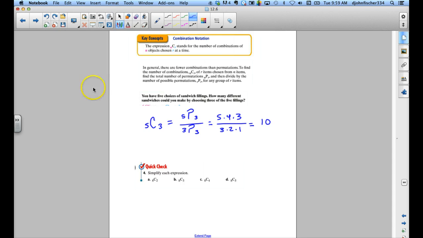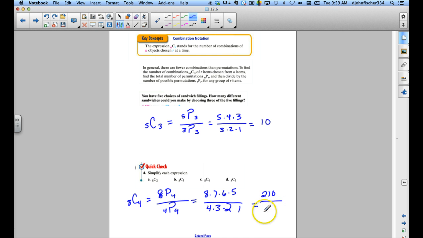I'm going to do one more down here. And let's just do 8, 4. So we got a combination, letter C here. 8 choose 4 could be written as 8P4 over 4P4. So we're going to take the top as 8 times 7 times 6 times 5 divided by 4 times 3 times 2 times 1. Now I can simplify these down and see what I get. This looks like it'd be about 210 over 3, which is equal to 70. So there will be 70 different possibilities there.